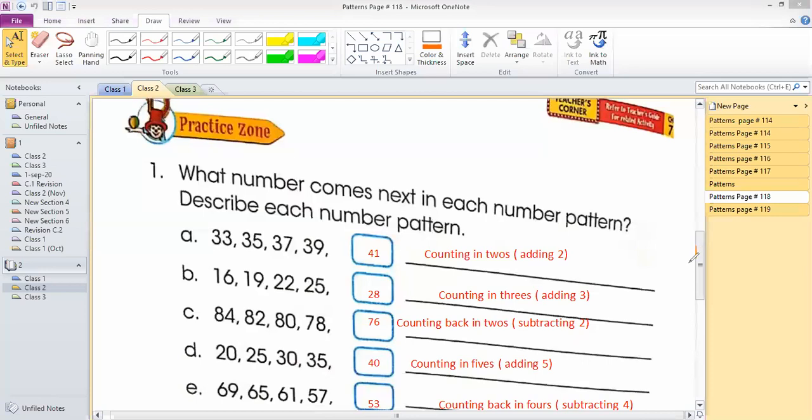The D was 20, 25, 30, 35. So when we look at this pattern, we check that the numbers are in increasing order. The second number is greater than the first number. That means we are adding some number. For finding out what number we are adding, we check. We are not adding one here, two, three, no. Actually, we are adding five here because after 20, we get 25, then 30, then 35. So we add five to 35 and we write 40 here. And in describing the pattern, we write this is counting in fives.